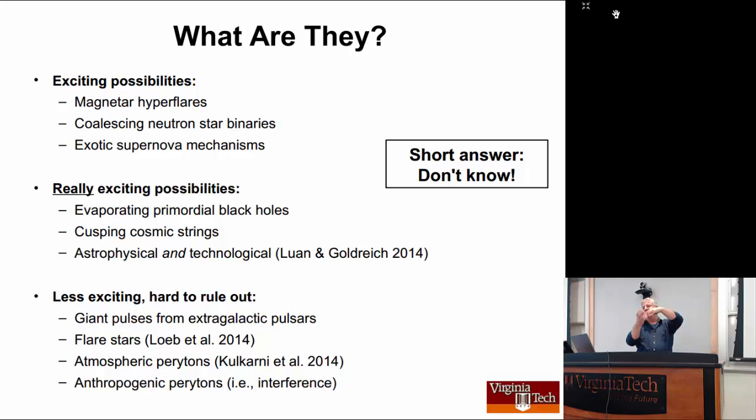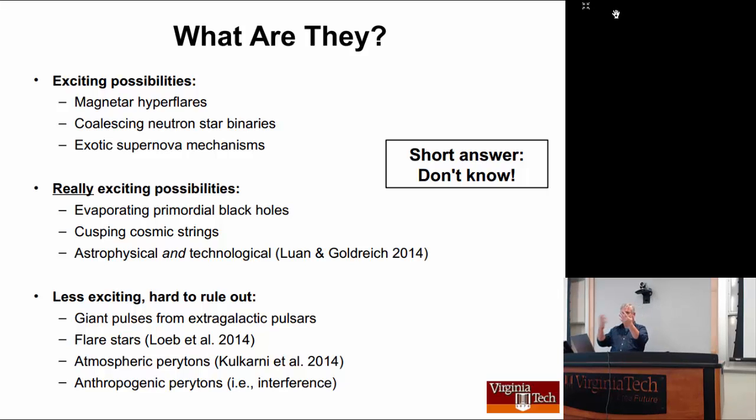And as they orbit each other, they lose energy and they in-spiral. At some moment, they contact. When they contact, all hell breaks loose, and there's a big impulse. We expect that to be a possible source. Exotic supernova mechanisms. Then the really exciting possibilities. Evaporating primordial black holes, my personal favorite.